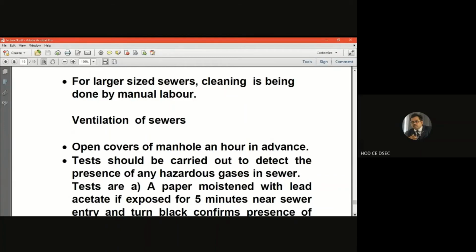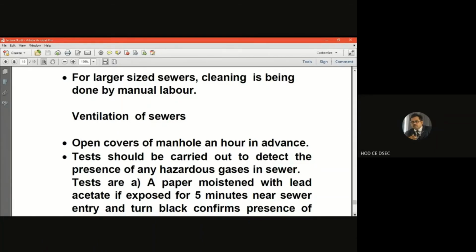Now, regarding ventilation of sewers, suppose this is the open cover of the manhole. When the labor enters into the manhole, the inspection pit, the fundamental thing is that at least 1 hour before entering, the top covers of the manhole must be open to mix with the atmospheric air, to avoid suffocation. So open the covers of the manhole an hour in advance.